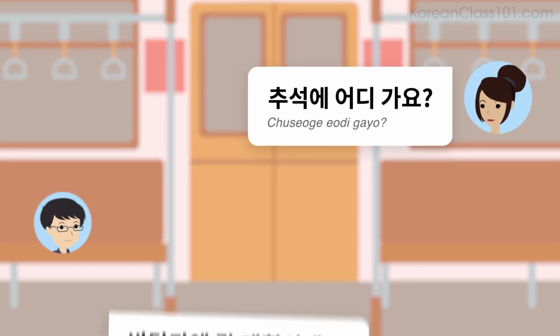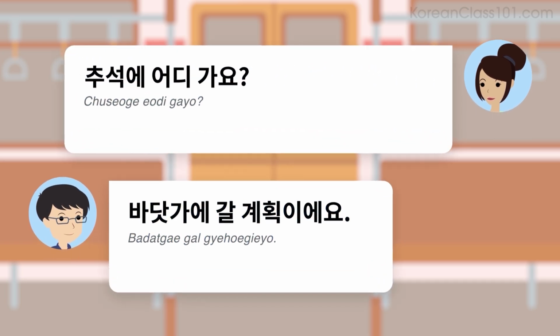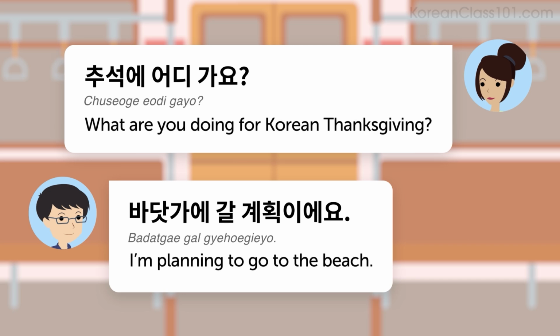Listen to the dialogue. 추석에 어디 가요? 바닷가에 갈 계획이에요.